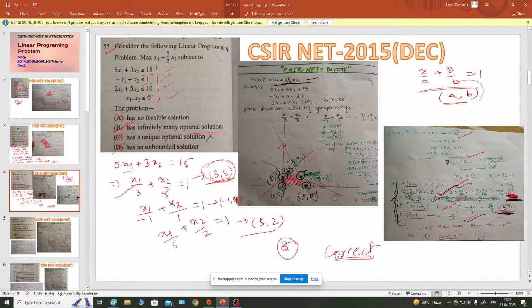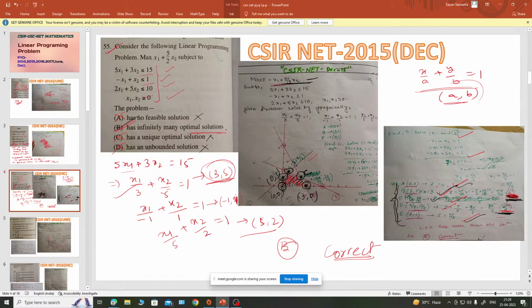So option C is discarded. It says it has an unbounded solution, but here the region is bounded, so this is also incorrect. Has no feasible solution: a solution exists and it is definitely feasible, so the first option is also discarded. So here the second option is correct.